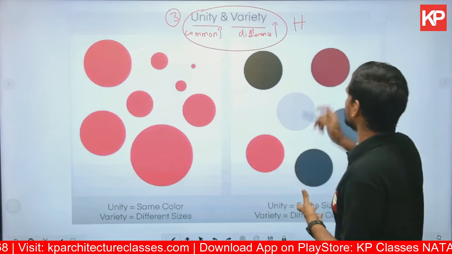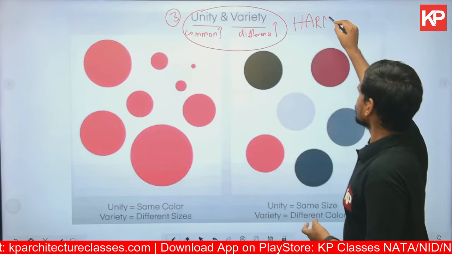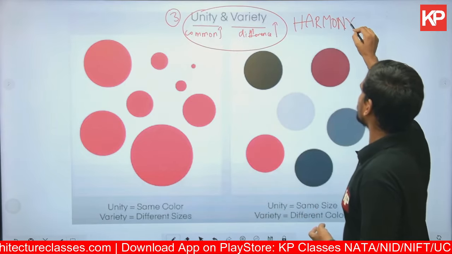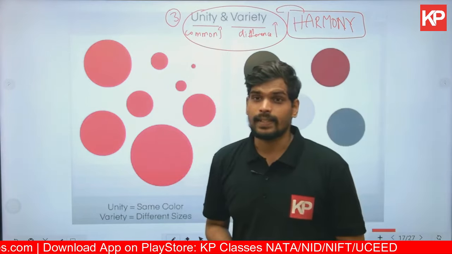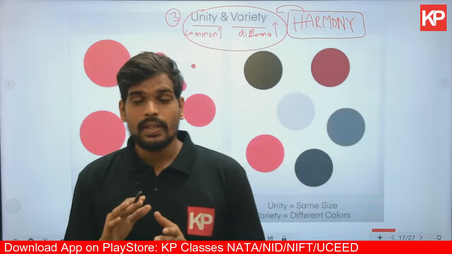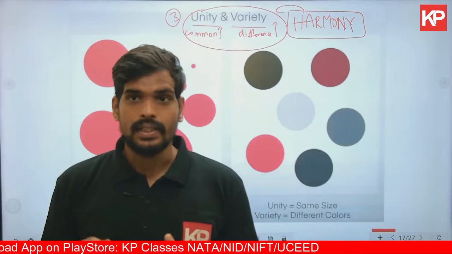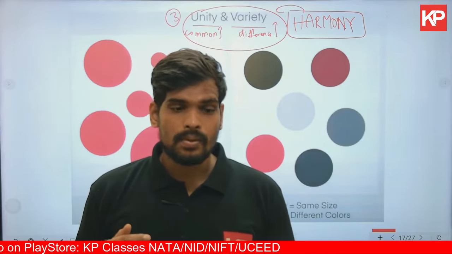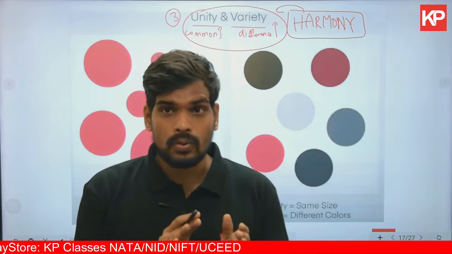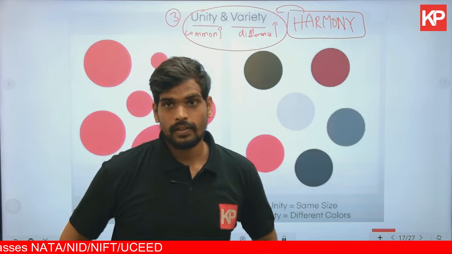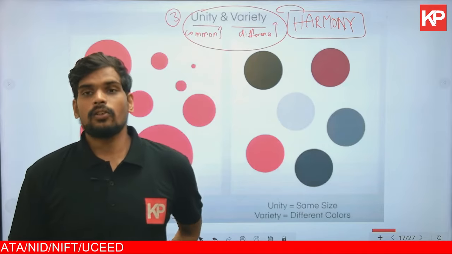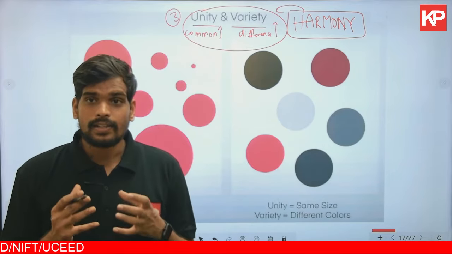So in some books, under principles of design, you will see the term harmony. Harmony is nothing but unity and variety itself. A balance between unity and variety is called harmony. How can you create a harmonious composition? By creating a balance between both unity and variety. So unity and variety is basically commonness and also difference, which brings together, that is harmony.